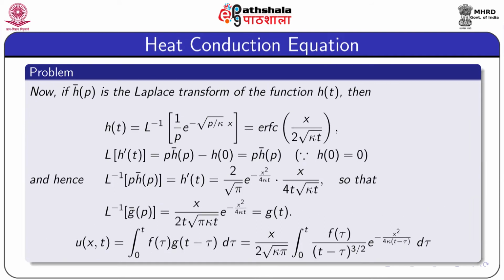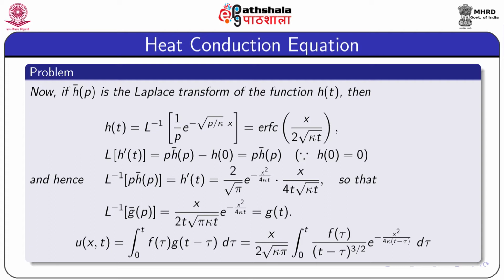The inverse transformation of h bar p, which is denoted by h t, is equal to Laplace inverse transformation of 1 by p e to the power minus square root p by kappa into x, and its value is the complementary error function with argument x by 2 into square root kappa into t.